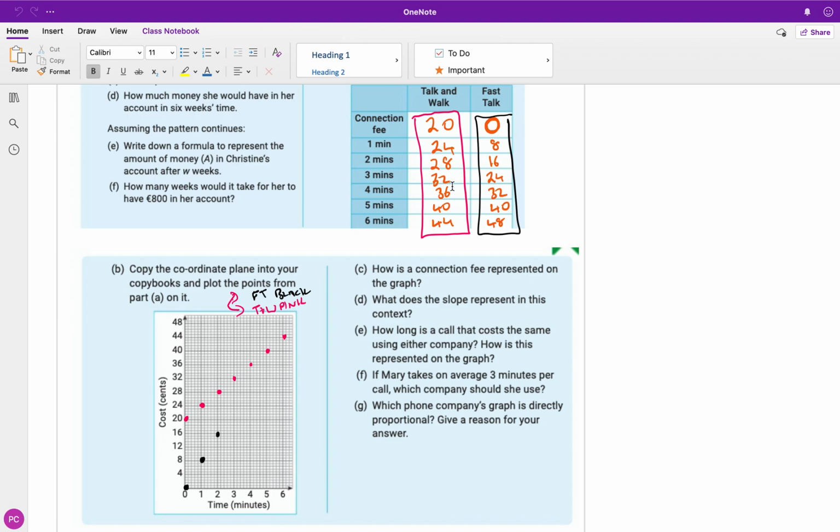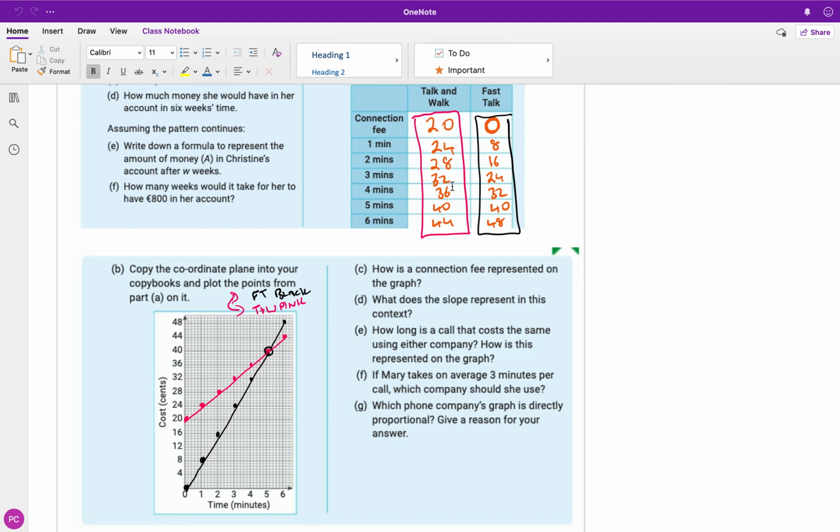3 minutes, you go to, where are we at? 3 minutes, 24. So 24. 4 minutes, you go to 32. 32 there. 5 minutes up to 40. So same point as here. And 6 minutes, you go to 48. There. Okay, so there is one line there, and the other one then is this line here. You can see where they cross there as well.